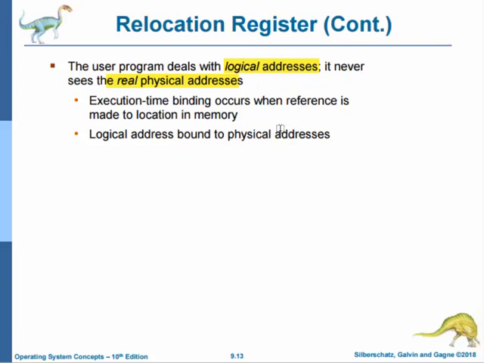Okay? So the user program generates only logical addresses and thinks that the process runs in memory locations from 0 to max. However, these logical addresses must be mapped to physical addresses before they are used. So the concept of a logical address space that is bound to a separate physical address space is central to proper memory management.